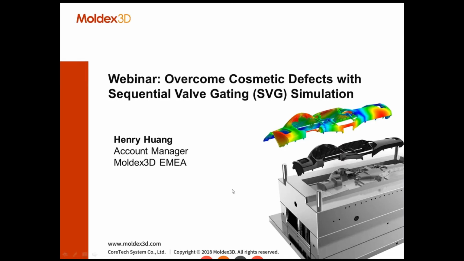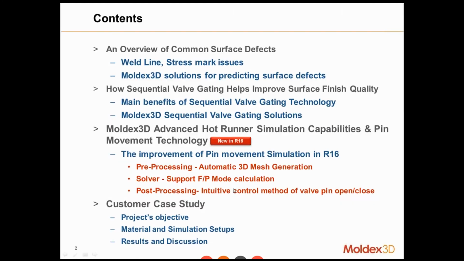So today's topic is overcoming cosmetic defects with sequential valve gating simulation. And this is our outline today.